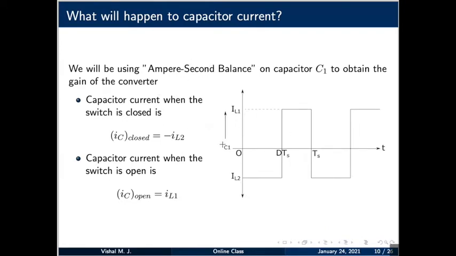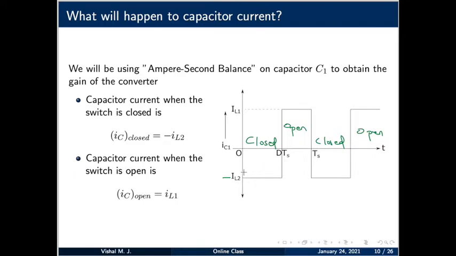Now, this will be the shape of the capacitor current. See, from 0 to dTs the switch is closed, and then from dTs to Ts it is open. It is closed again, then open again. So, when it is closed, the current through the capacitor is minus IL2. When it is open, the current through the capacitor is plus IL1, and this cycle repeats.